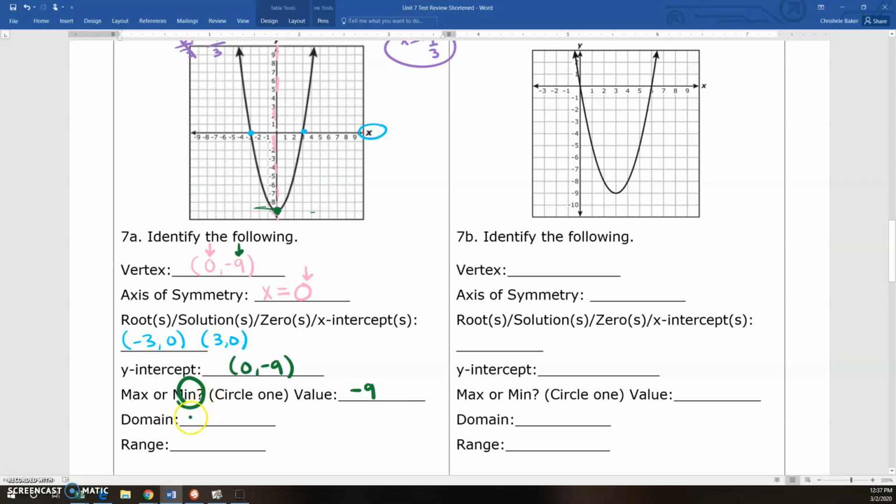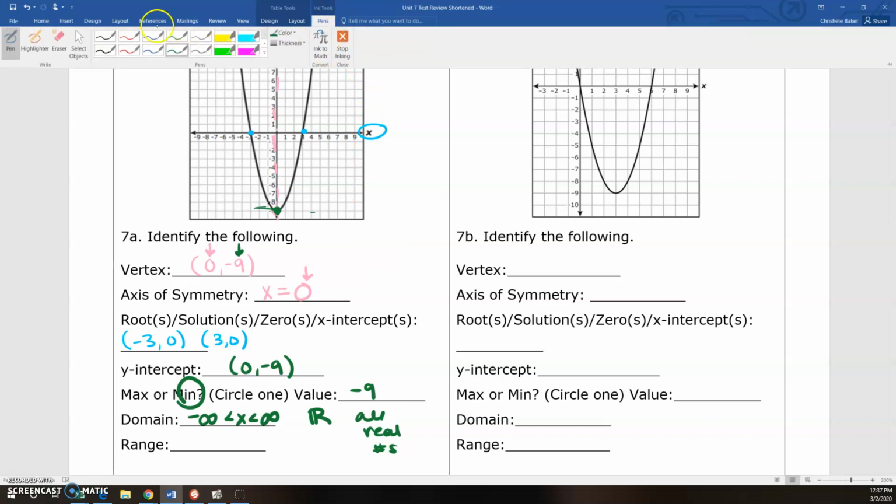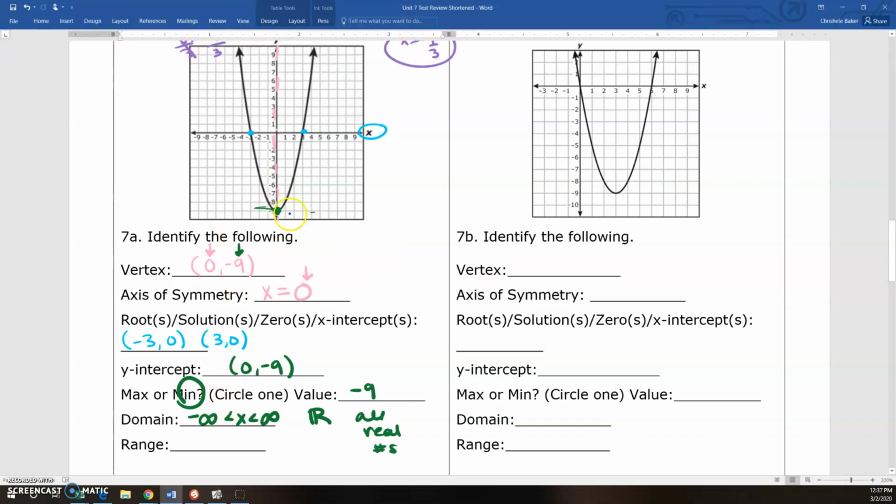My domain is always all real numbers from negative infinity to positive infinity. All real numbers can be written with this double vertical line R, or you can write all real numbers. Okay, and our range. We have to go from the lowest to the highest. So the lowest value is negative 9, and the highest value is infinity. So lowest value is negative 9, and we're going up from there because y is greater than or equal to negative 9. It can also be written like that, from negative 9 to infinity.